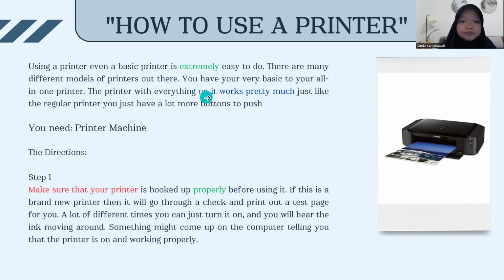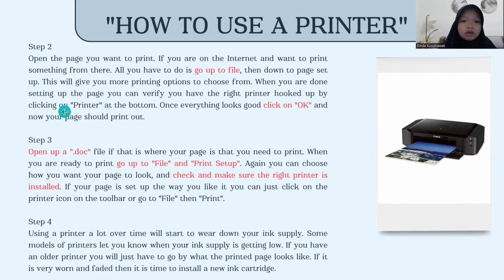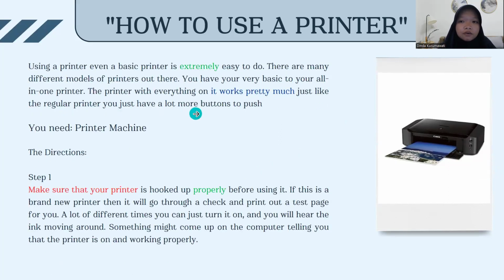So here it is. The example of present tense in this text is it works pretty much. The word here is a simple present tense verb. And the second is using imperative sentence. An imperative sentence is a sentence that tells the reader to do something.